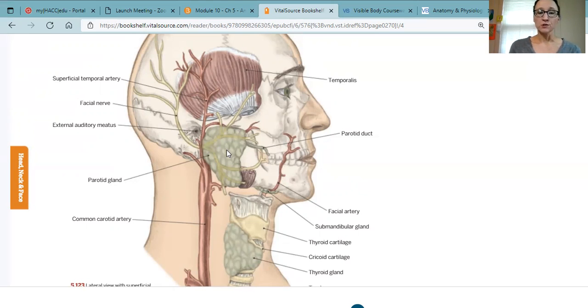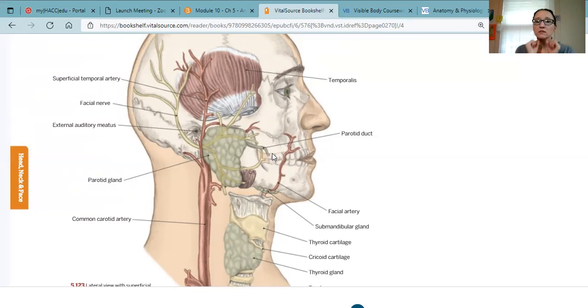Now, you have other structures here too. You have glands, specifically the parotid gland. If you get on the parotid gland, your partner will probably know. This is a salivary gland. The parotid duct right here delivers saliva directly into the mouth.